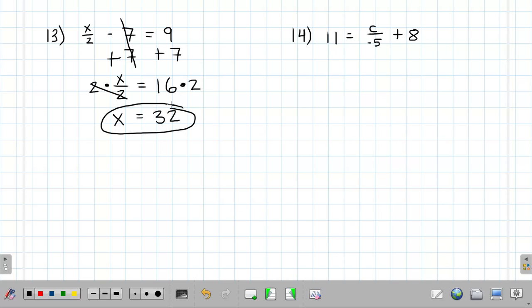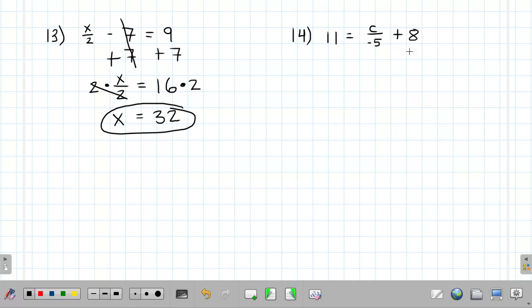Okay. And like I said before, with any of these equations, if you want to check and see if you got this right, take your answer and plug it back into the original expression. 32 divided by 2 is 16. 16 minus 7 is 9. Okay.